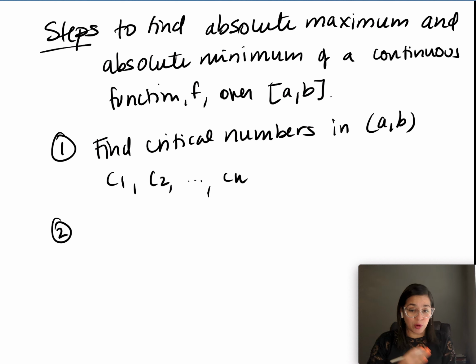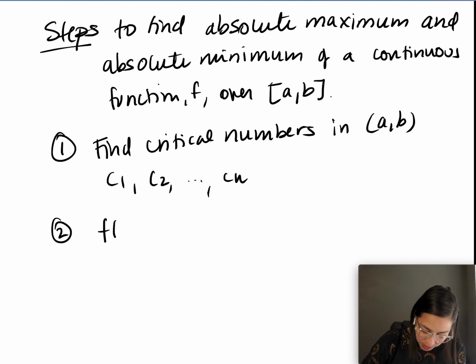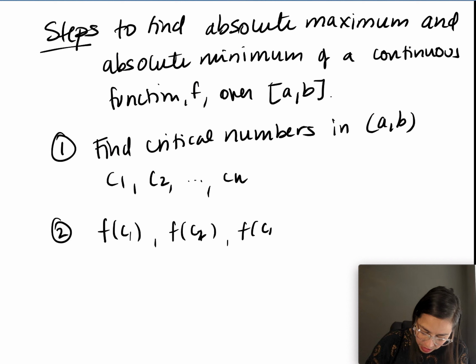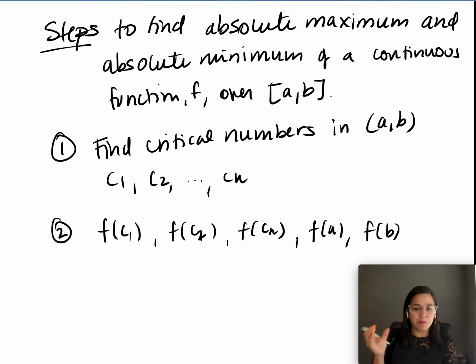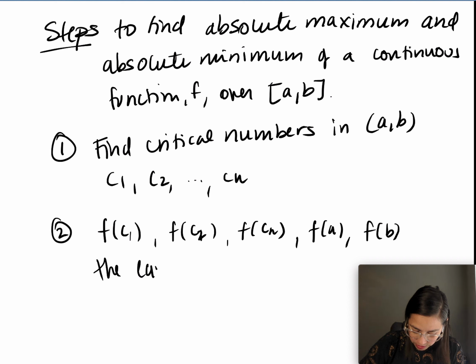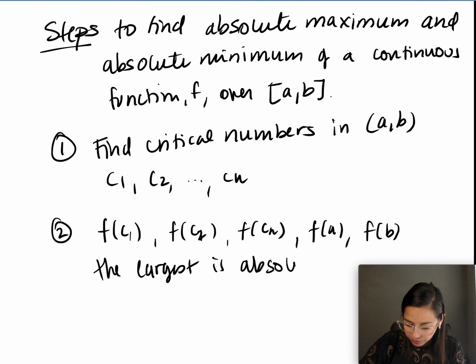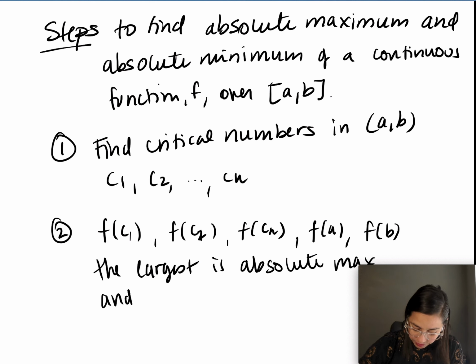So then the second step, what you do is you substitute every single critical number that lives in between a and b, and you also do f of a and f of b, meaning you plug the endpoints into the function. Then the largest is your absolute maximum, and the smallest is your absolute minimum.